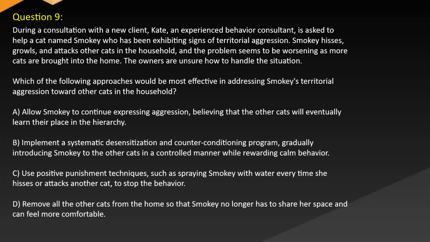Which of the following approaches would be most effective in addressing Smokey's territorial aggression toward other cats in the household? A. Allow Smokey to continue expressing aggression, believing that the other cats will eventually learn their place in the hierarchy. B. Implement a systematic desensitization and counter-conditioning program, gradually introducing Smokey to the other cats in a controlled manner while rewarding calm behavior. C. Use positive punishment techniques, such as spraying Smokey with water every time she hisses or attacks another cat to stop the behavior. D. Remove the other cats from the home so that Smokey no longer has to share her space and can feel more comfortable.